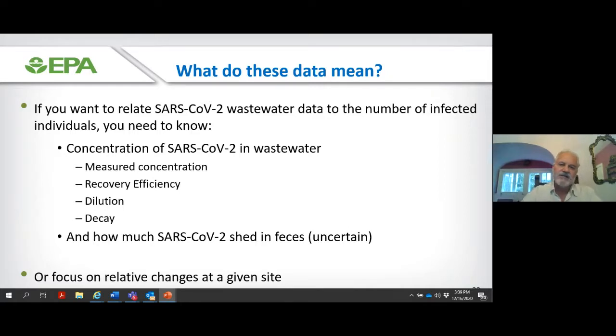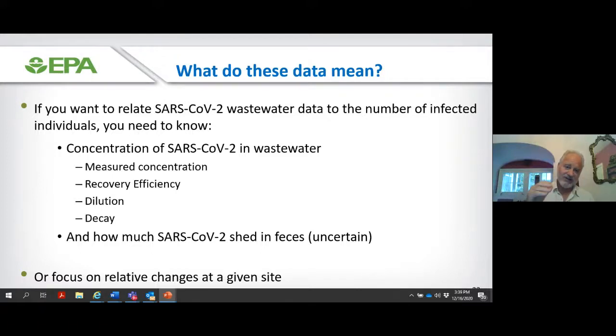if you want to relate the SARS-CoV-2 wastewater data to actually the number of infected people, I was talking about correlations. It certainly correlates with the rate of infection. But if you actually want to say how many people are infected, you need to know your measured concentration. You need to look at the recovery efficiency. So if it was 50%, the real number is twice what I measured. You also need to understand what dilution occurred, what the decay is, maybe due to just temperature dependent decay or industrial discharges, etc.